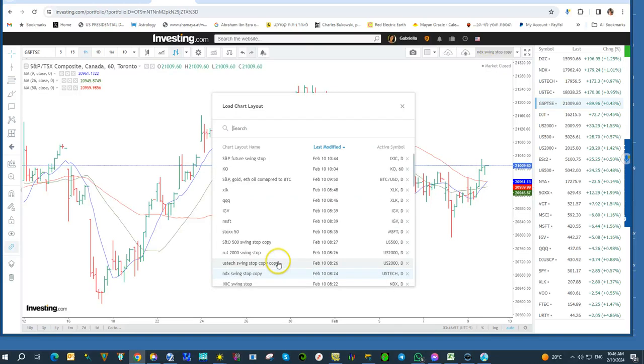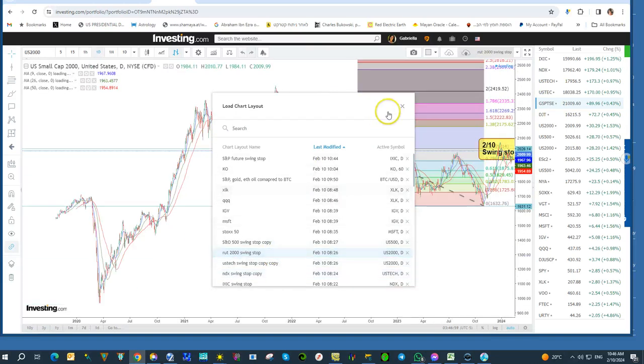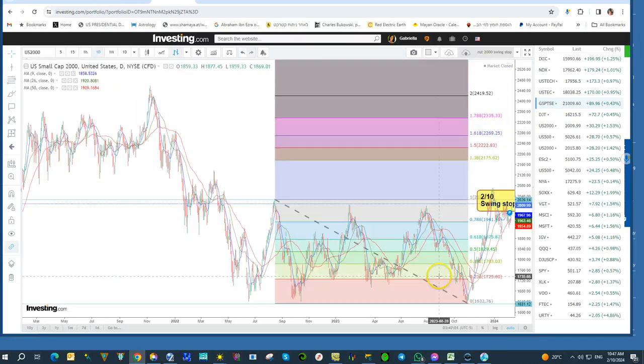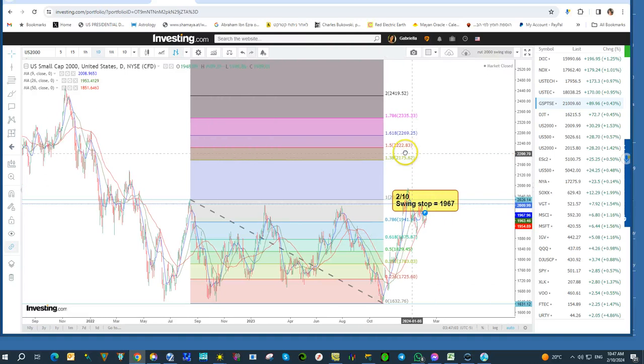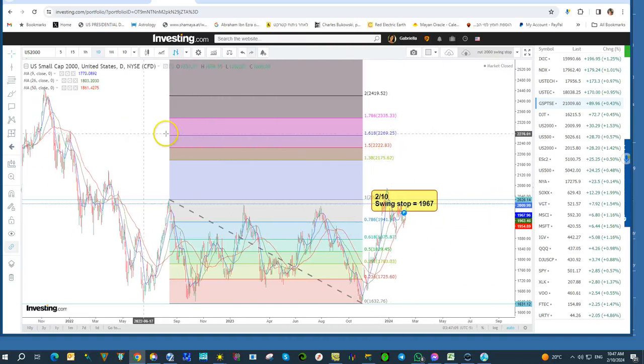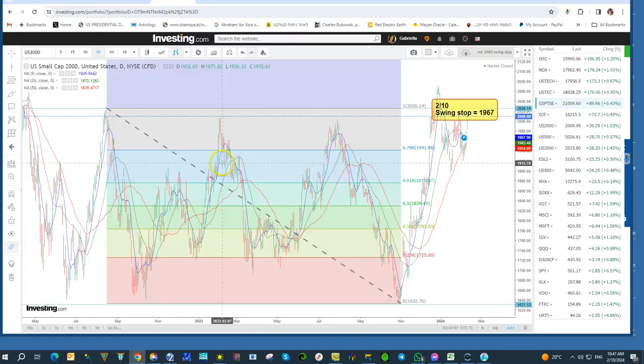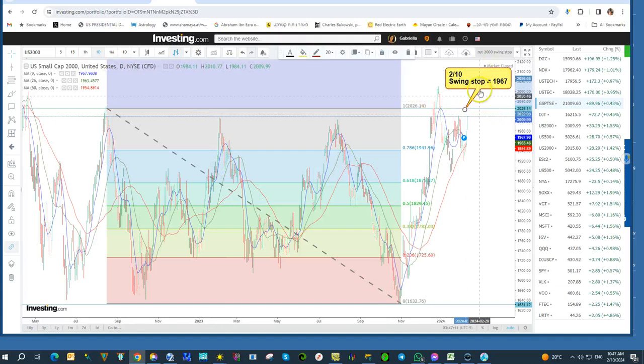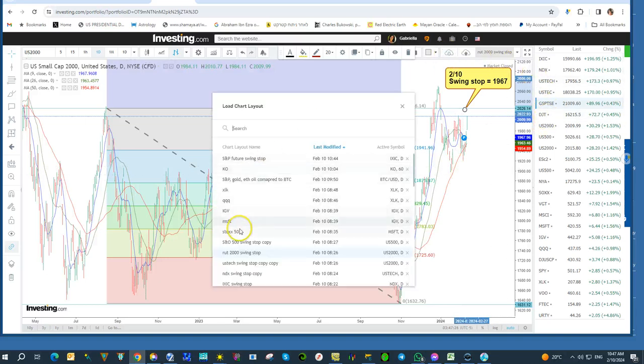In this one, Composite, GSP, the Russell. I made the Russell. I know that many people trade the Russell. The Russell moved differently from all the other indices. This is also the daily chart, and the swing stop here is 1967. It topped on December 27 and fell, unlike the other indices.